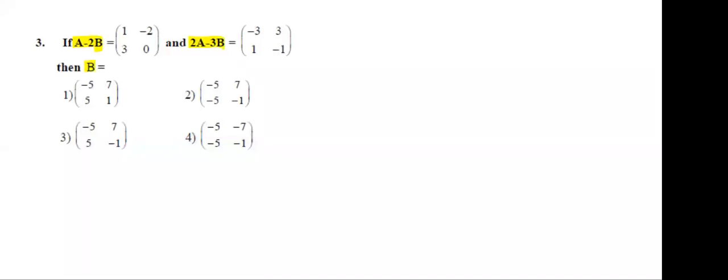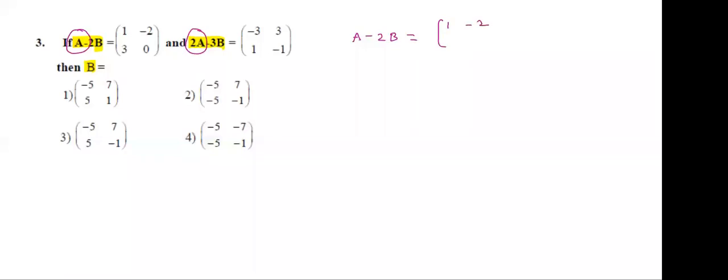Next question. Here A minus 2B is equal to one matrix given, and 2A minus 3B is equal to another matrix. Then find B. How to find B? We need B, so eliminate A. Observe both the equations: here A is there, here 2A is there. We want to equate them both. So first equation I am writing: A minus 2B is equal to how much?